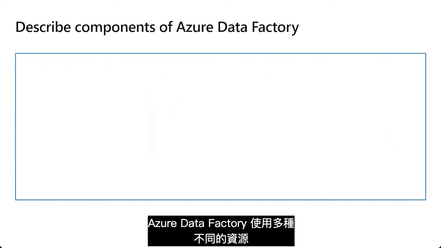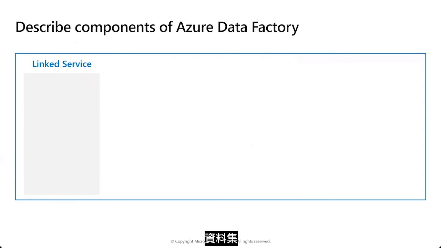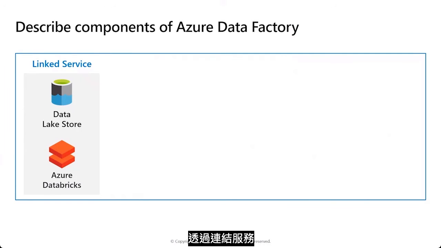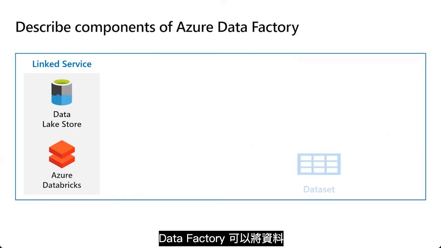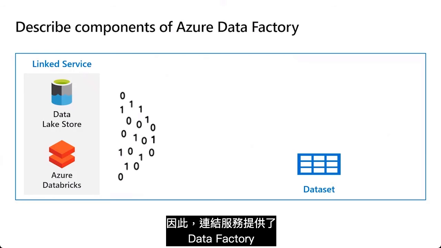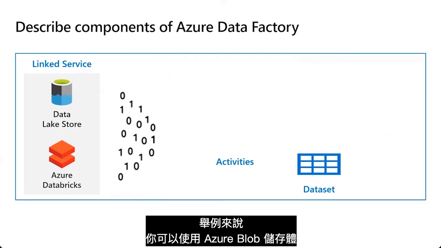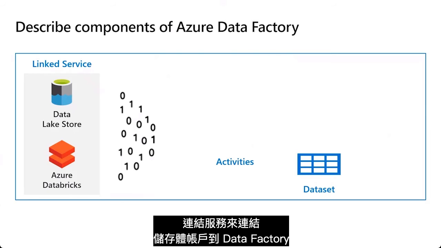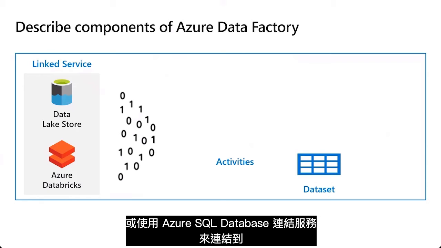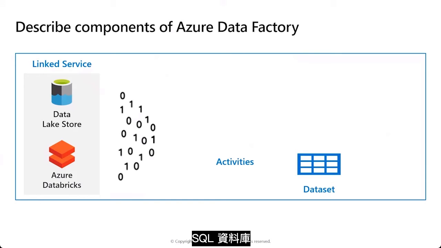Now, Azure Data Factory uses a number of different resources like linked services, data sets, and pipelines. With linked services, Data Factory moves data from a data source to a destination. A linked service provides the information needed for Data Factory to connect to a source or a destination. For example, you can use the Azure Blob Storage linked service to connect the storage account to Data Factory, or the Azure SQL Database linked service to connect to a SQL database.